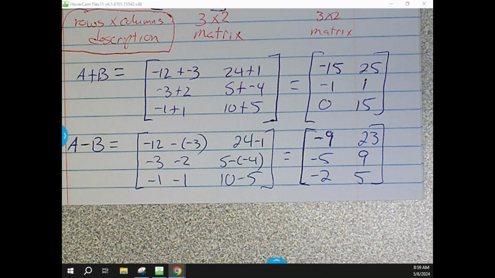All right, so addition, subtraction. Straightforward, nothing tricky about it. It's just add the numbers, subtract the numbers, whatever the case may be. That's all you've got to do.